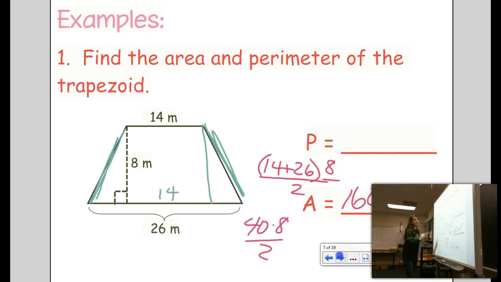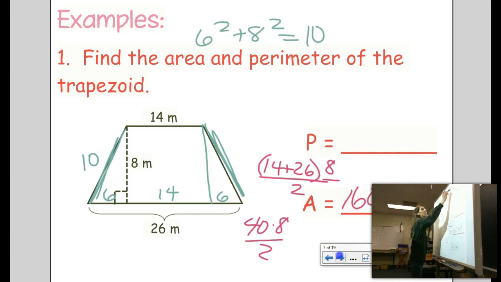26 minus 14, what's that? 12 divided by 2. There we go. And that's a triple, guys. Have you memorized that triple? 6, 8, 10. If you didn't know the triple, what would you do? You'd be doing 6 squared plus 8 squared. What is it? Yep, it's 100. Square root of 100.